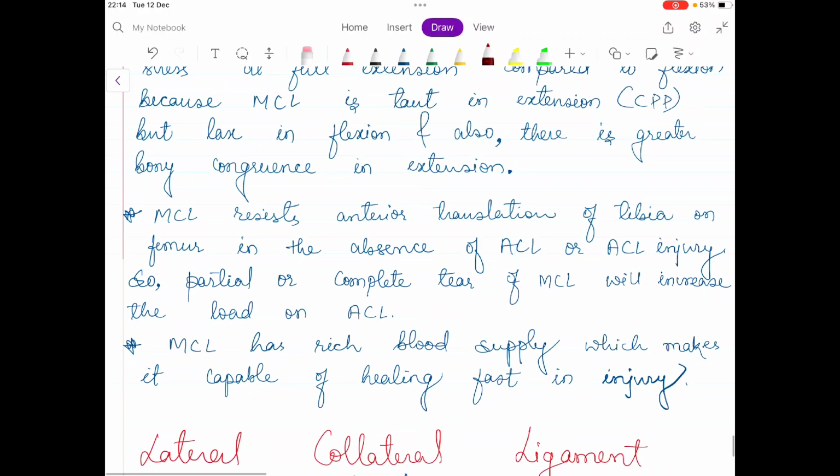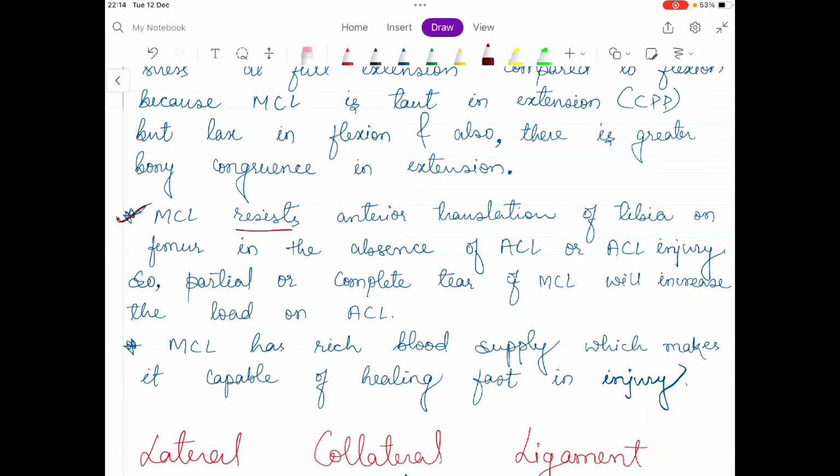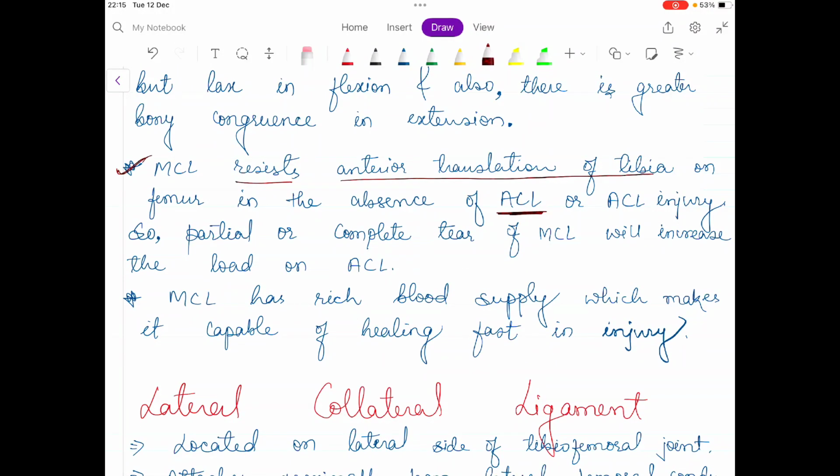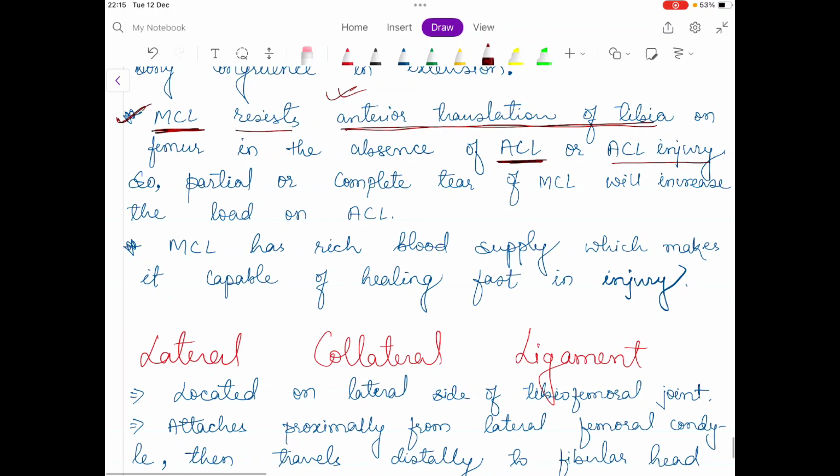Now let's talk about our third point. The third point says MCL resists anterior translation of the tibia on the femur in absence of the ACL or in ACL injury. So let's say that the ACL is not there or there is some kind of ACL injury. In absence of the ACL, the MCL works on resisting the anterior translation of the tibia. Very, very important point. In case of a partial or complete tear of the MCL ligament, that will increase the load on the ACL ligament.